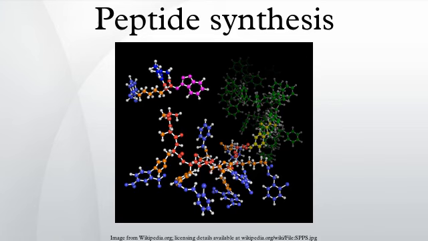In organic chemistry, peptide synthesis is the production of peptides, which are organic compounds in which multiple amino acids are linked via amide bonds, also known as peptide bonds. The biological process of producing long peptides is known as protein biosynthesis.